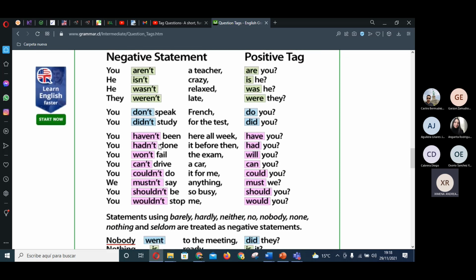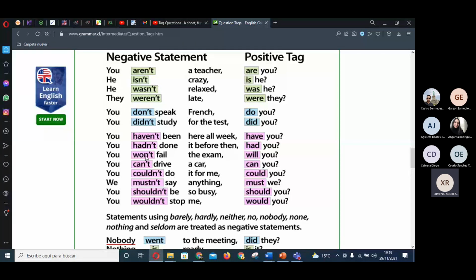Tenemos aquí otro. Haven't been. Y acá nos lo resaltan. Con ese haven't es que creamos la tag question. You haven't been here all the week. Si haven't está negativo, pues aquí pasa a ser afirmativo. Have you? You hadn't done it before then. Had you? Miren que seguramente sencillo es identificar ese verbo o ese auxiliar que estamos usando.